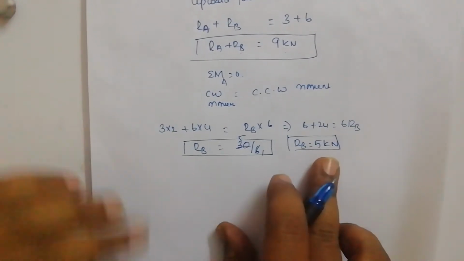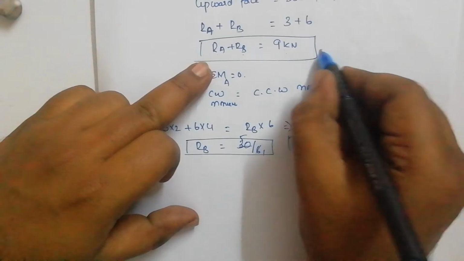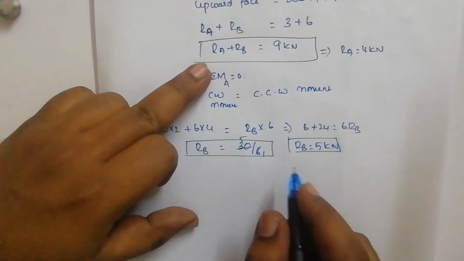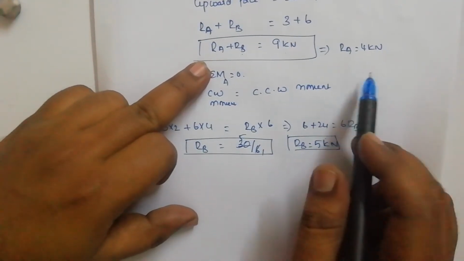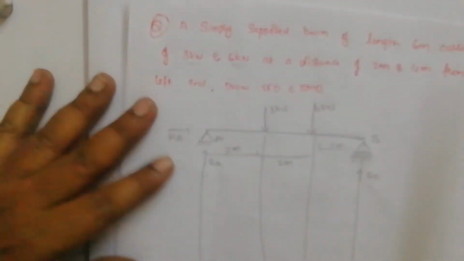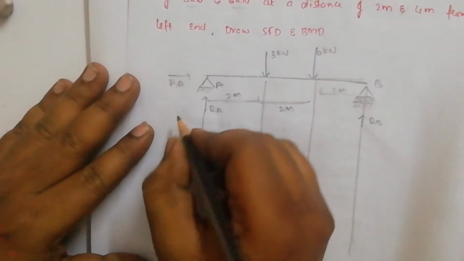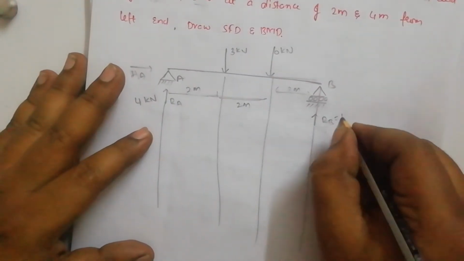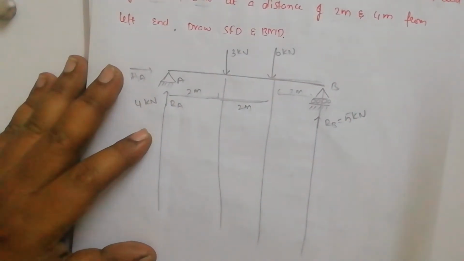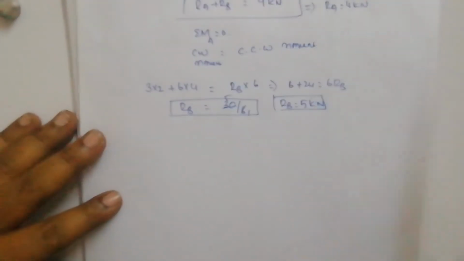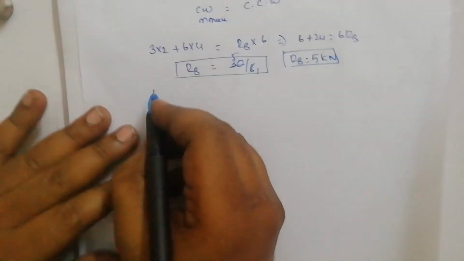Once you get the RB value, from the equation RA plus RB we can solve for RA, whose value will be 4 kilonewton. So RB value got, RA value I have solved in this equation and I have got the answer. Once you get this value, go to the diagram and replace the values: here it is 4 kilonewton, here it is 5 kilonewton. Once you are done with this, let us go to shear force calculation.